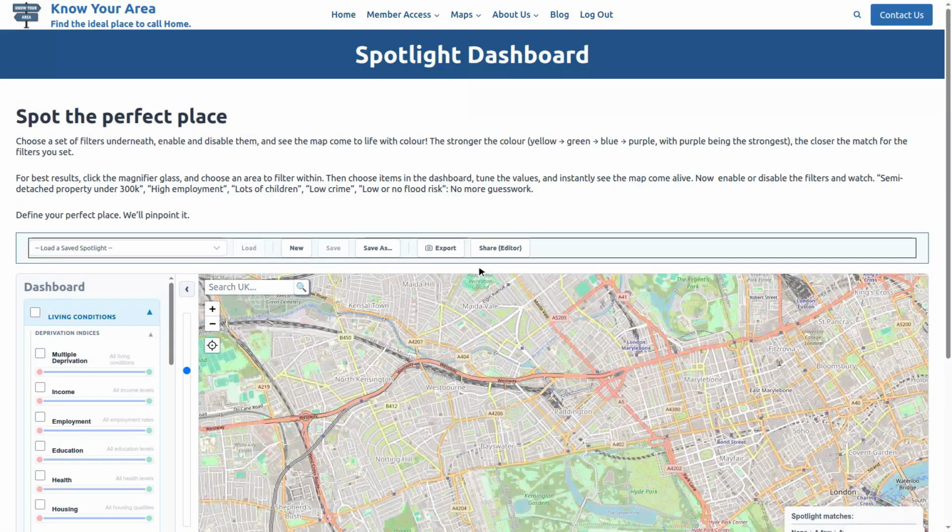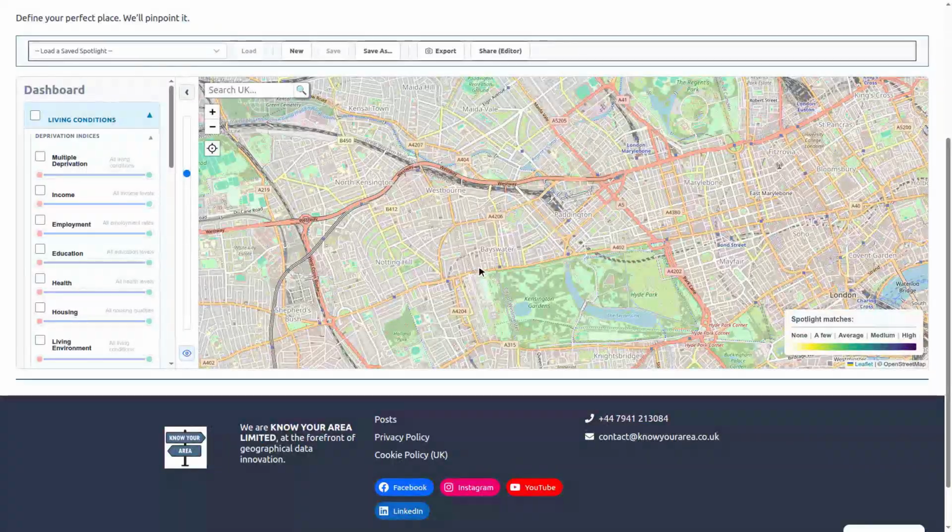Today we are using the raw power of the Spotlight dashboard to dissect a city and uncover a fascinating geographic phenomenon at a single glance: Sheffield's legendary east-west split. Let's dive right in. We'll start by searching for Sheffield and stepping back a couple of clicks to take in the wider view of the city.